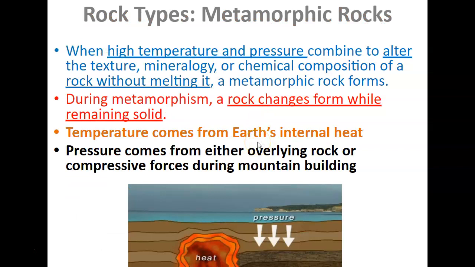The last rock type we're going to talk about is metamorphic rock. It's when high temperature and pressure combine to alter the texture of a rock. The rock is being pushed down below the Earth's surface and getting hotter and hotter. It's changing, but the rock is not actually melting. During metamorphosis, a rock changes form while remaining solid.